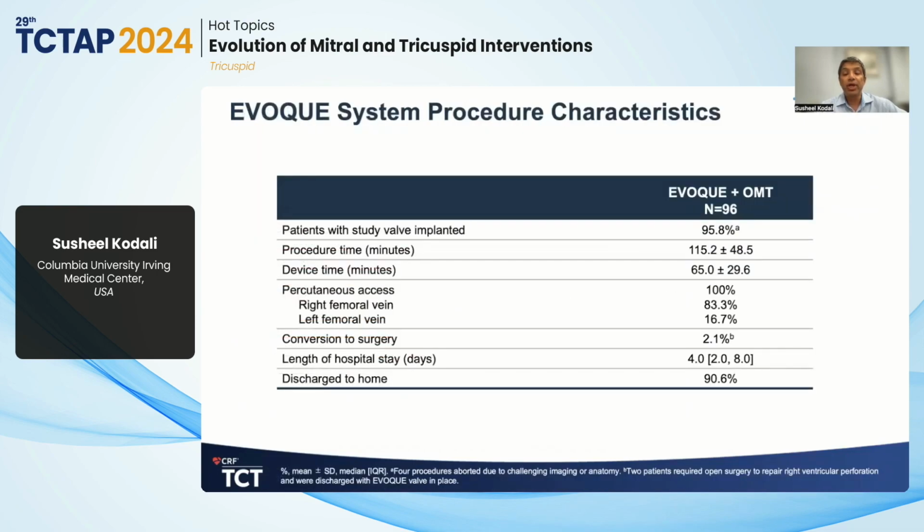Here's a look at the procedural characteristics. The valve was implanted successfully in 96% of patients with a mean device time of 65 minutes. All procedures were done via percutaneous access, with the majority from the right femoral vein. There were 2% of patients that underwent conversion to surgery. Median length of stay was 4 days, with more than 90% of patients being discharged to home.